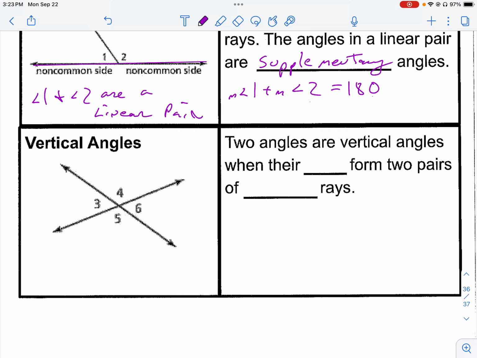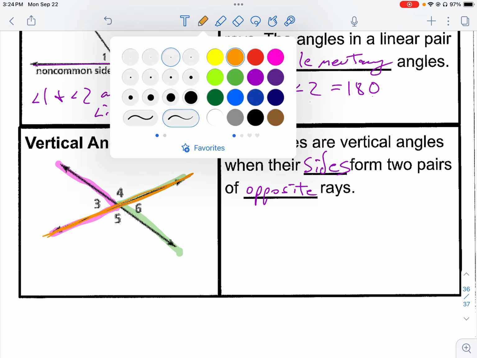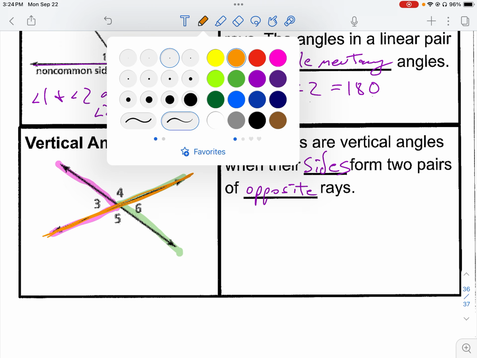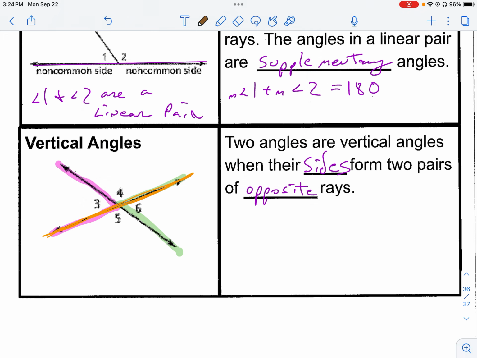Vertical angles. Two angles are vertical angles when their sides form two pairs of opposite rays. So let's look at angle 3 and angle 4. So their sides form opposite rays. Their sides here form opposite rays.